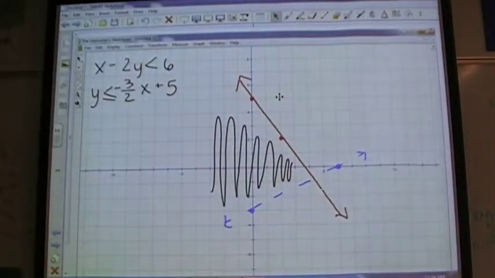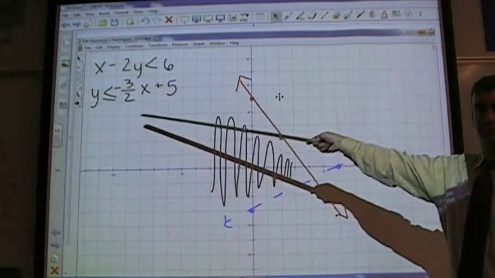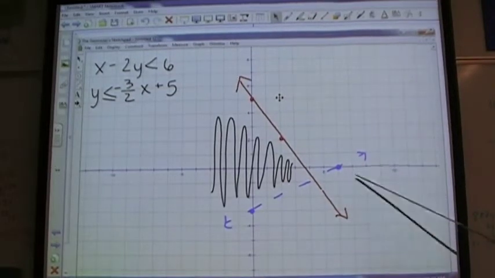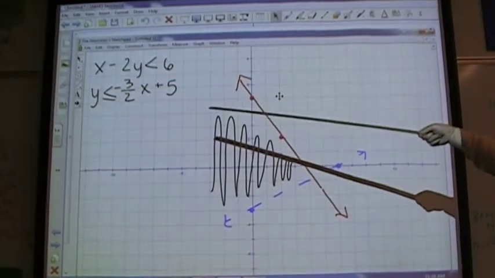So you don't really have to solve anything for this. Your solution is the shaded region. Every point you pick in here will give me a true system. Every point I pick in these 3 regions might work in one of them, but not the other.